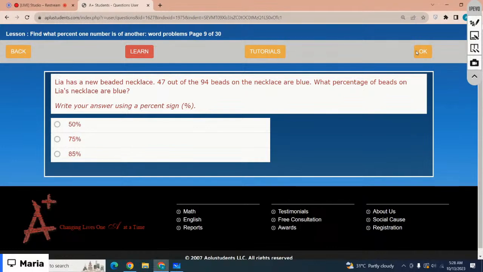47 is exactly half of 94, isn't it? That means 50% of the beads are blue. Got it? The correct option is 50% of the beads are blue.